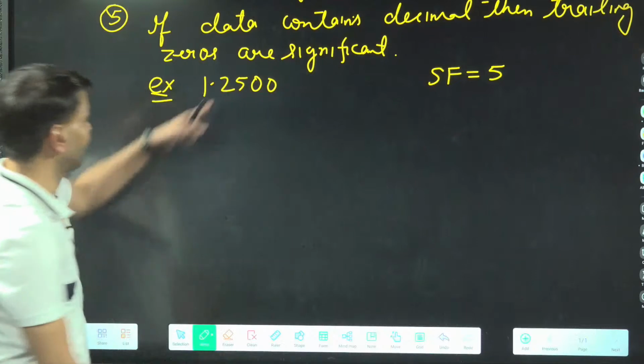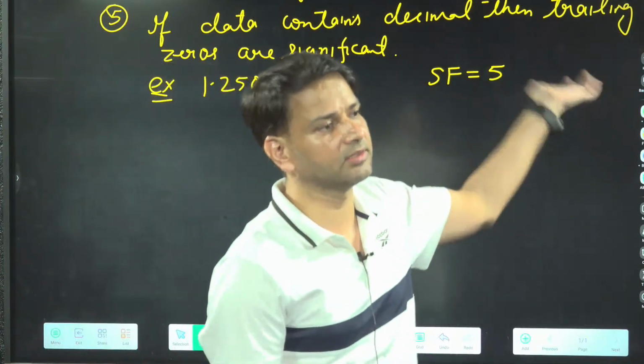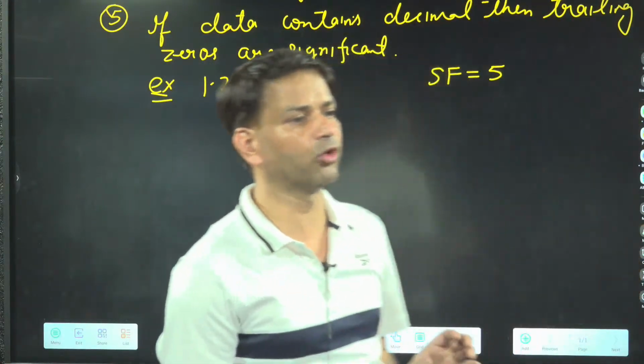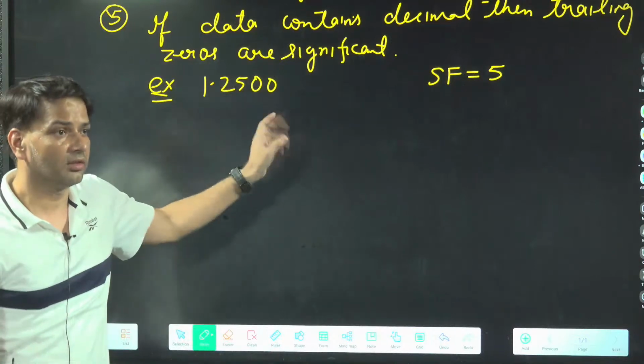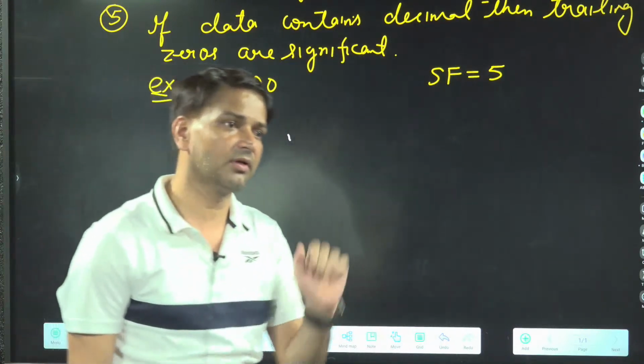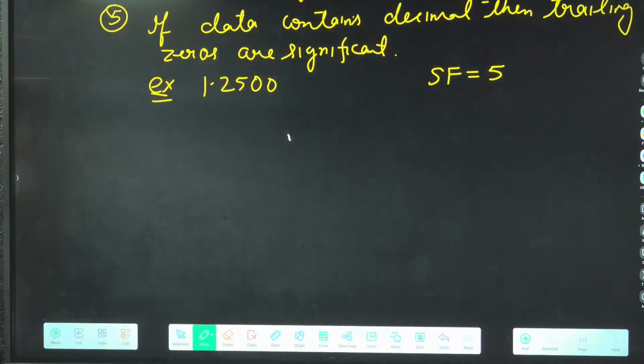This data I'm saying, it means this data came from an instrument that can measure up to four decimal places. That's why all these zeros we will take as significant. So the total number of significant figures we will have is 5. Okay. Got it?